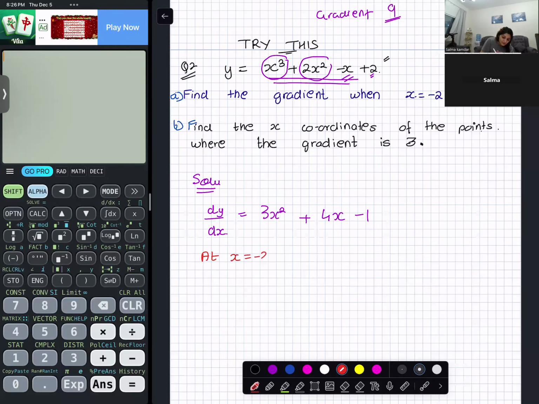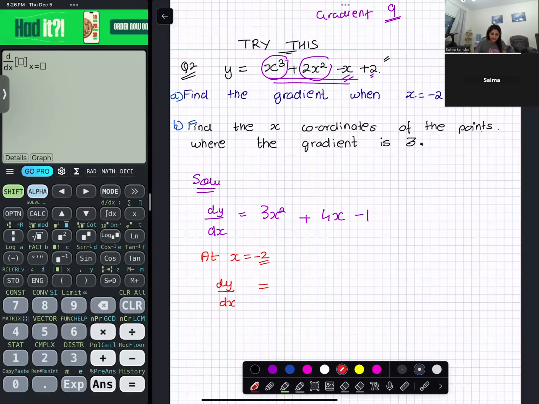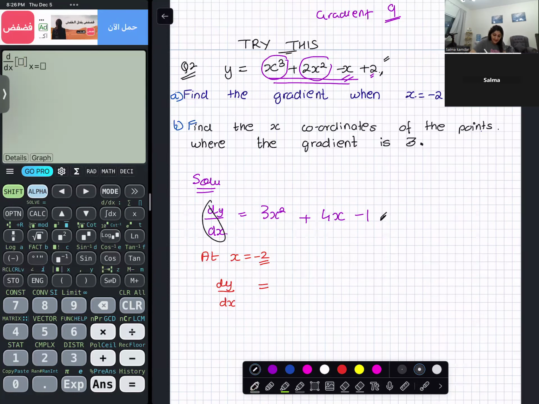So at x is equal to -2, my gradient, that would be my dy by dx, is equal to, you just simply use your calculator, you can see over here. You press your shift and then you press your dy by dx at x is equal to something. Okay, you press your dy by dx, but now this is already your dy by dx, the value of the derivative of y at x.